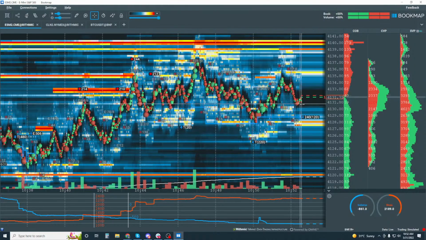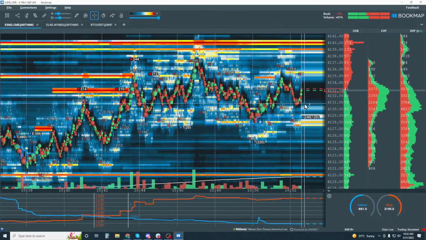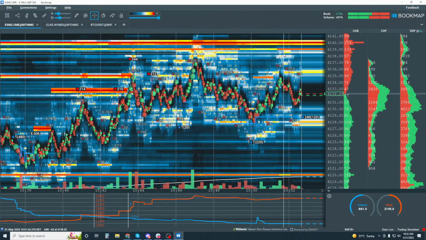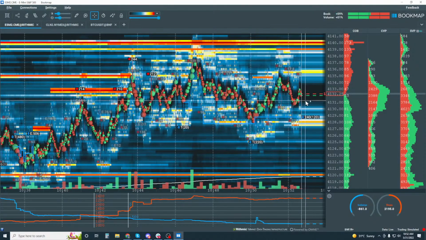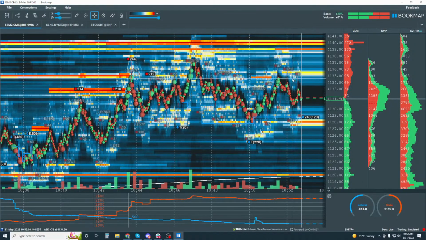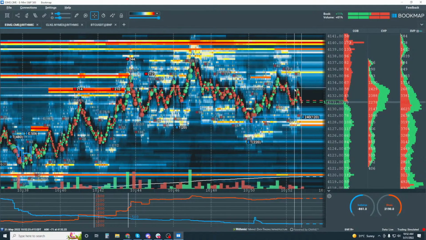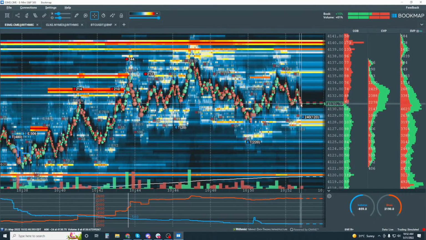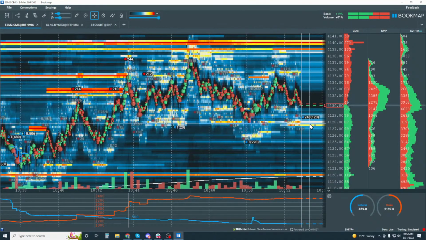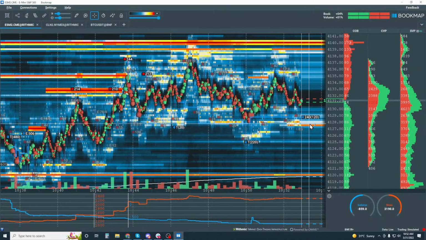Great. All right, now I'm looking for the sellers then. Let's see if they can push it back down into these areas here. So that would be the primary scenario. It's not much to hang your hat on, but that would be the primary scenario here. Looking for our sellers, looking for the push, looking for 41.28.